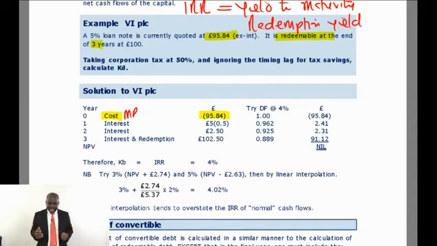Don't forget about tax. Interest is 5%. Remember, interest is a percentage based on nominal value. 5% of 100 will give me 5. But because tax is 50%, what will I do? I need to knock off the 50%. So I get net, year 1, I will get 2.5. Year 2, I will get 2.5. Year 3, that is the year of redemption. In the year of redemption, I will get the 2.5 interest, and at the end of the period, I will redeem and get my 100. So I will get 102.5.